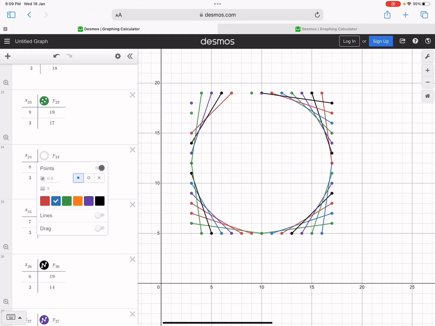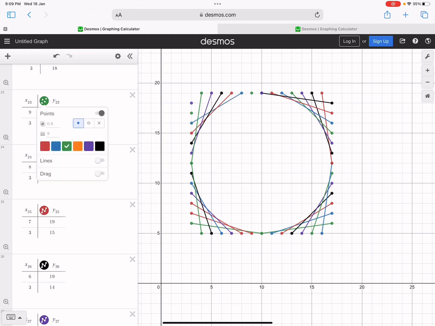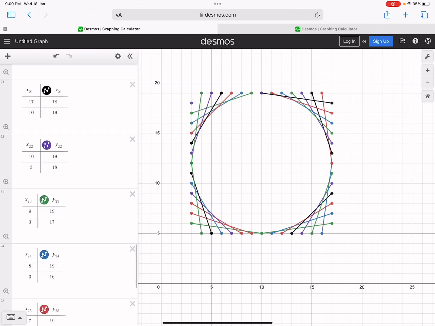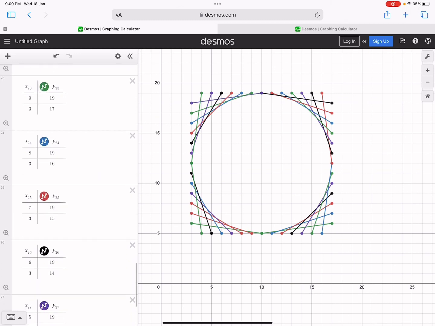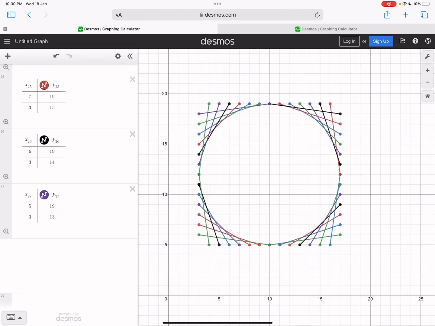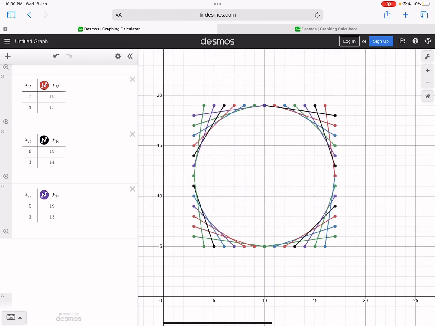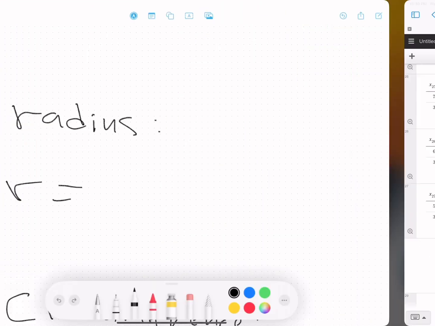Just like that. And last one. Okay. Now we have a full circle and line segments that are tangent to the circle in each line dot. So in order to continue and find the different data that we can find and analyze from the circle we just made. So the first thing we need to find is the radius.